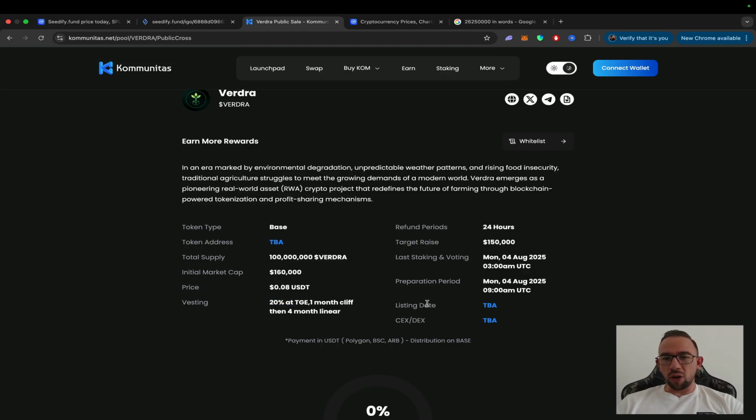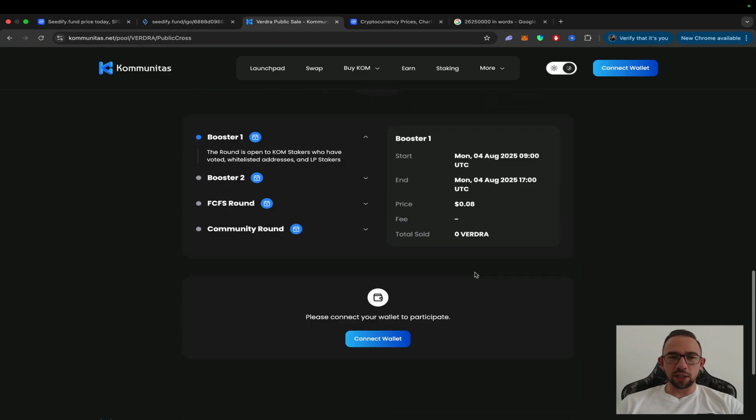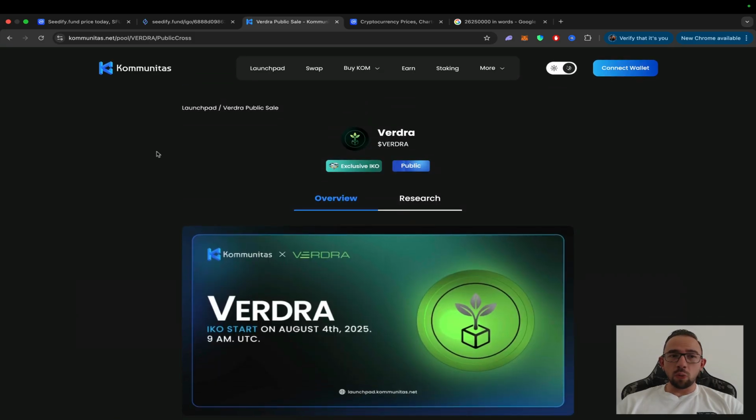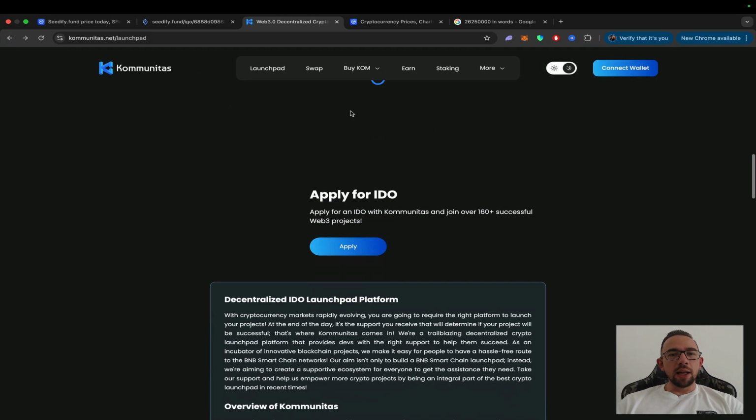Although the numbers are low, right? Target raise is low, initial market cap is low, which is a good thing. With 20% TGE, it also means that this will not get a significant centralized exchange because they're only raising 150K for the entire project, which then, in my opinion, makes no sense. So this is where we get to the main point.